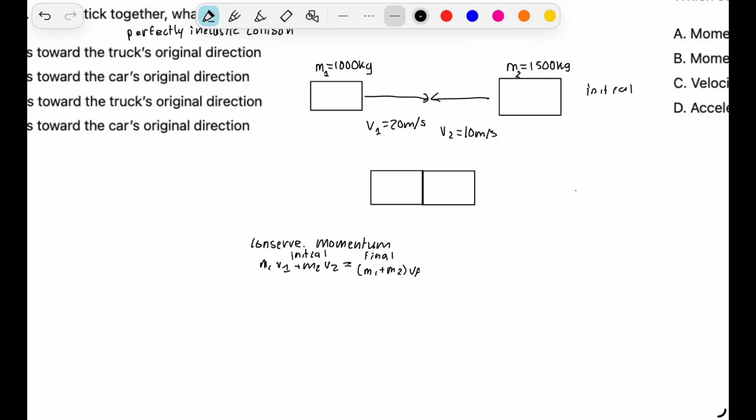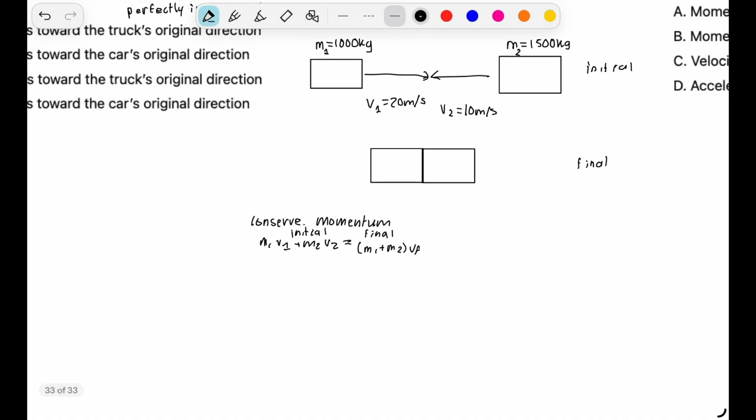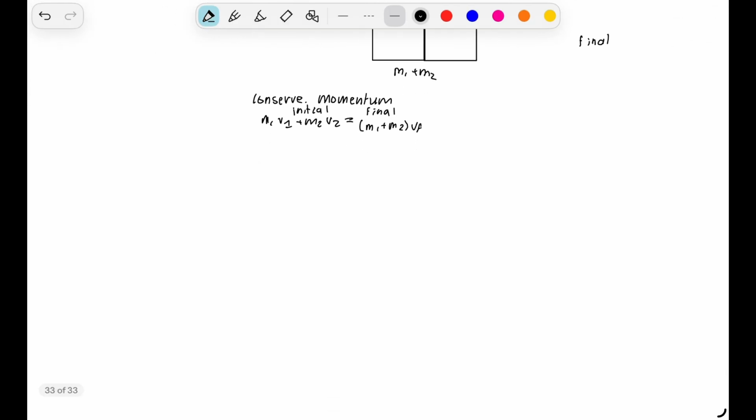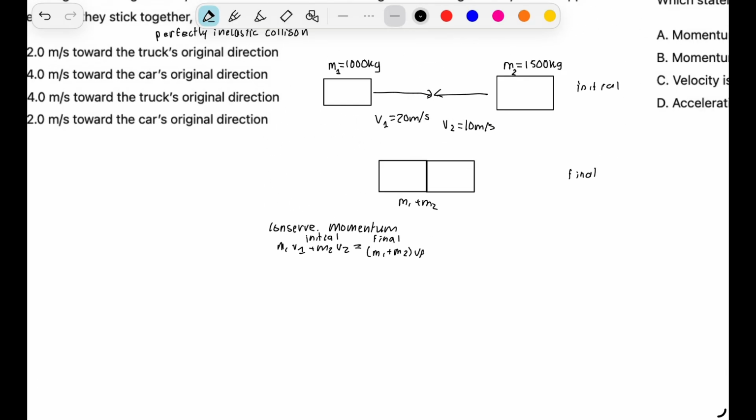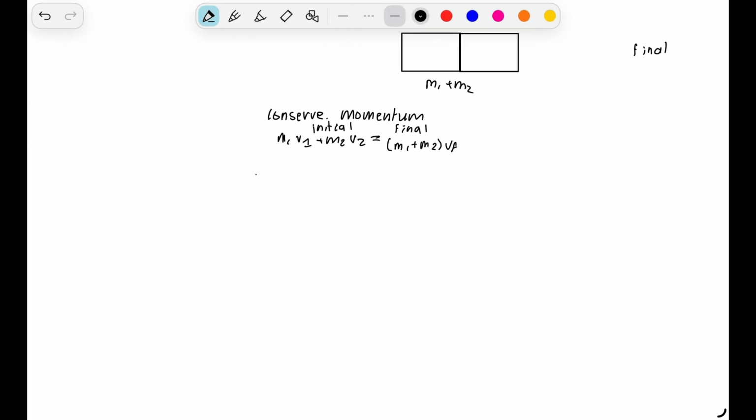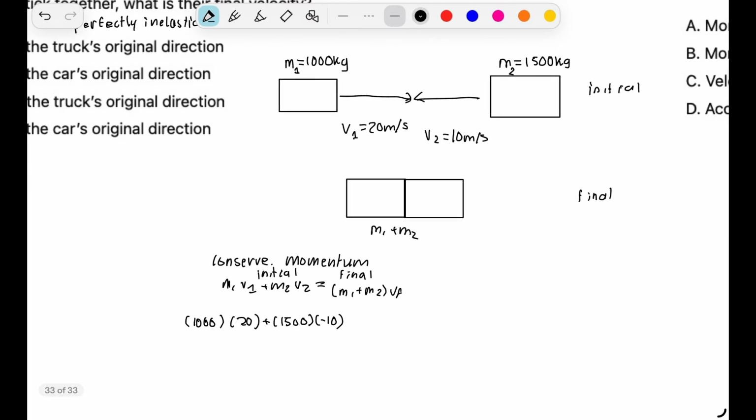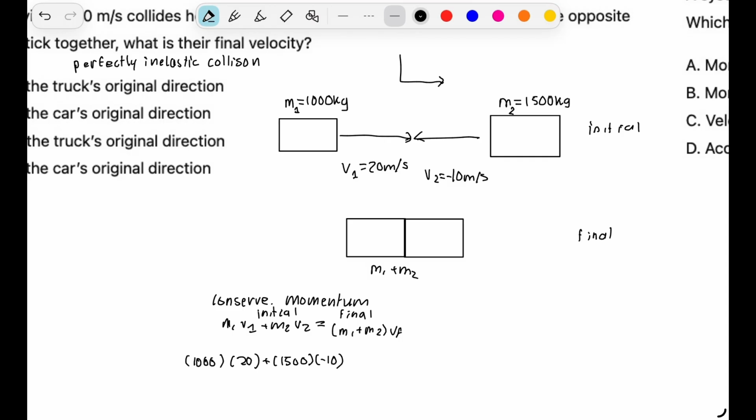So in their final state, it's going to be m1 plus m2, which is why you have to add those two. Now all we do is plug in our values. m1 was 1000, and the velocity of that was 20, then m2 is 1500, and the velocity of that is -10 because you're moving in the negative direction here, and we have our coordinate system.